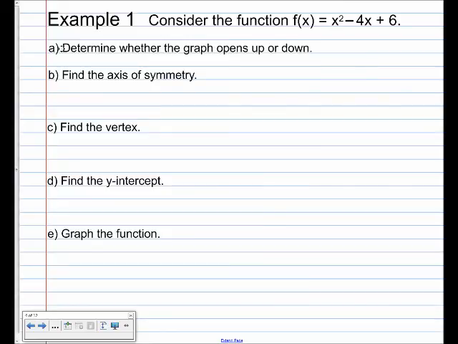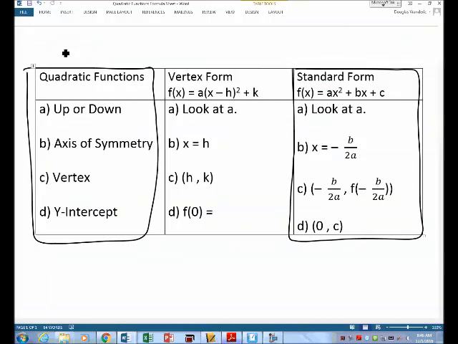Here we go. Let's try this one. We have the function in standard form. In this one, I first want to write down what a is equal to.